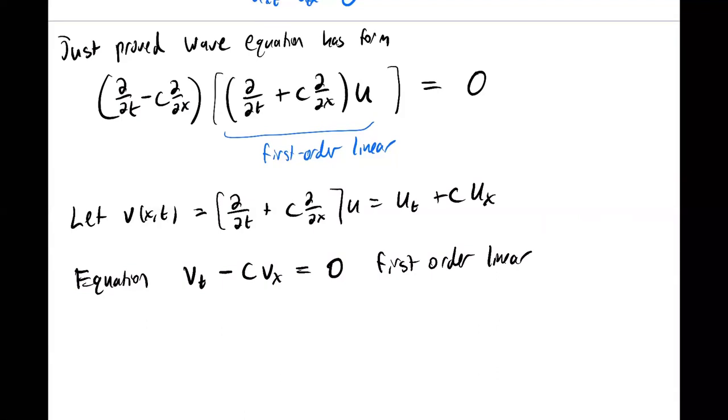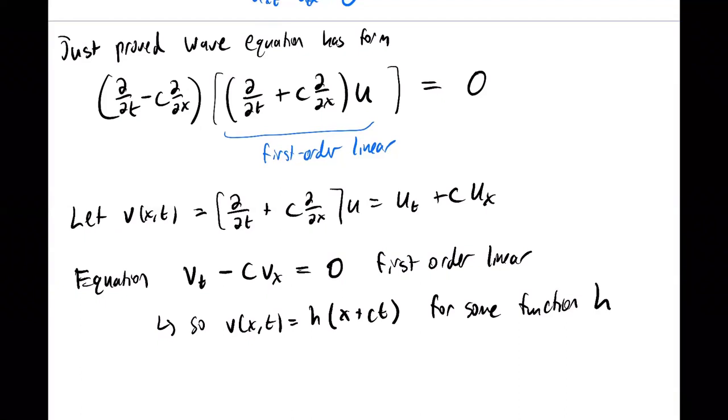And so we know how to solve this. If we don't have initial conditions, we don't know what the exact solution is, of course, but we know what the solutions look like. So we know that this function v of x,t has to equal some function, let's say h of x plus ct. This was from the theory before, for some function h. And so then what happens to the wave equation above?